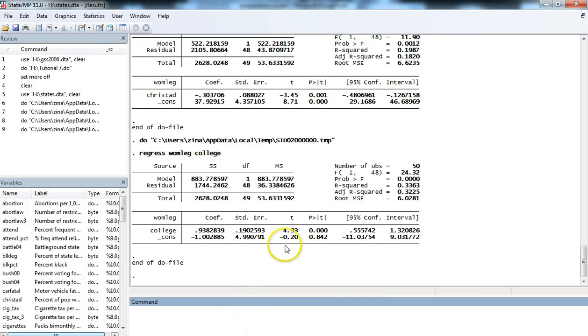The t-ratio of 4.93 and the p-value of 0 tell us that we can reject the null hypothesis. Finally, the adjusted R-square is telling us that about 32% of the variation is explained by our independent variable. And for a bivariate regression, that is a good percentage.